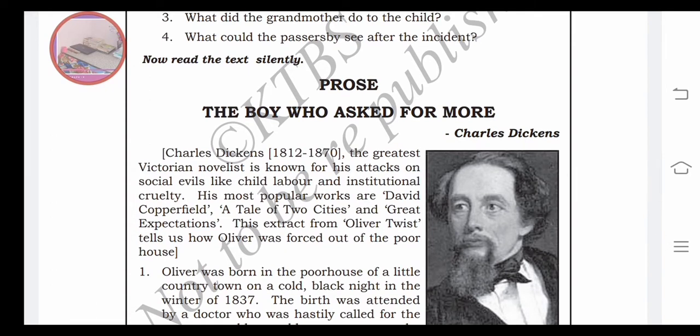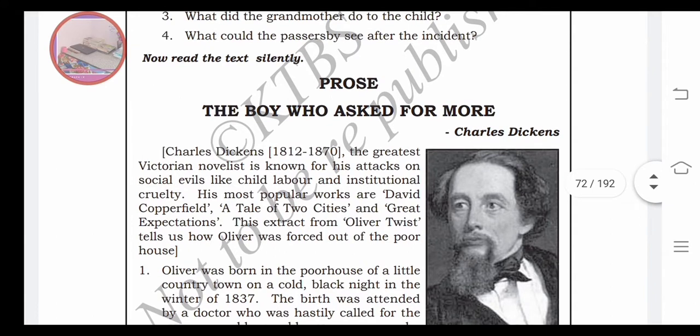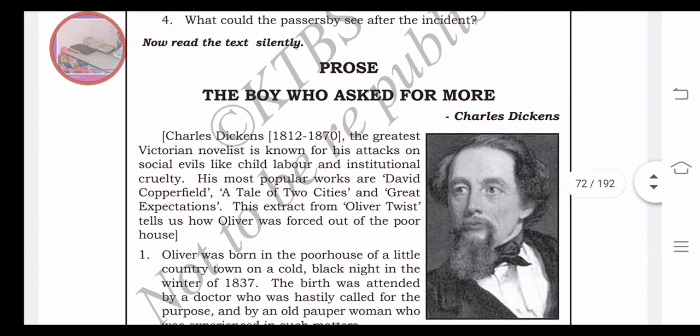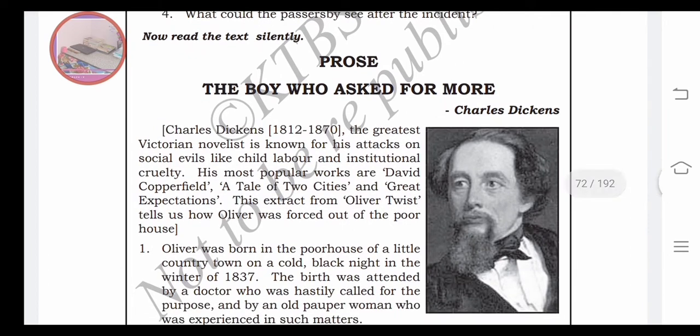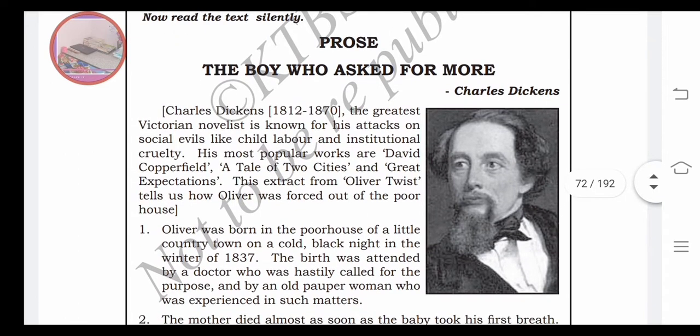Okay, so without any delay, let's start. First of all, we should know who wrote this and what his purpose was in writing these types of books. Here they have mentioned Charles Dickens. He was a greatest Victorian novelist. I told you before about the word novel.